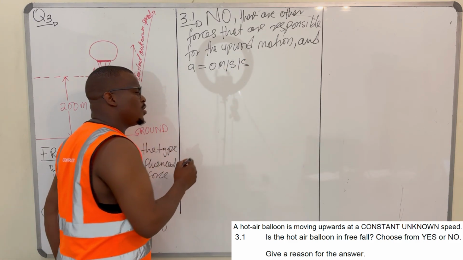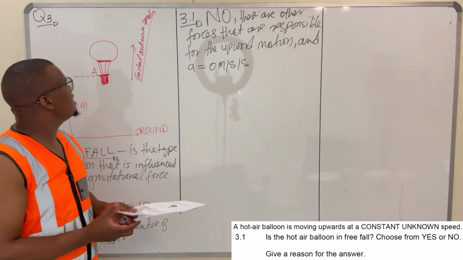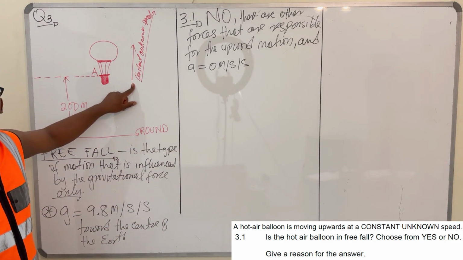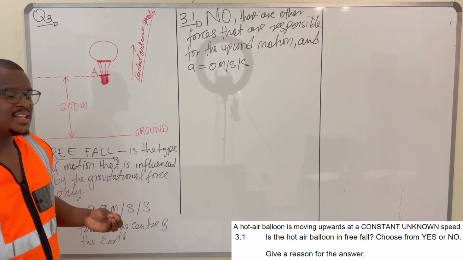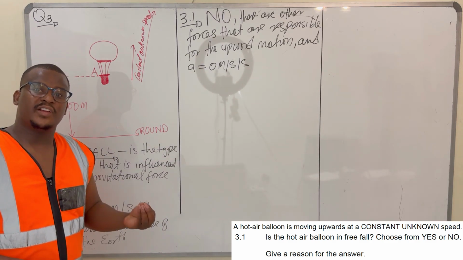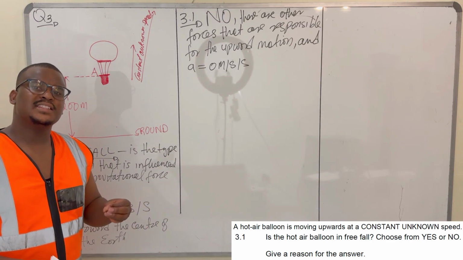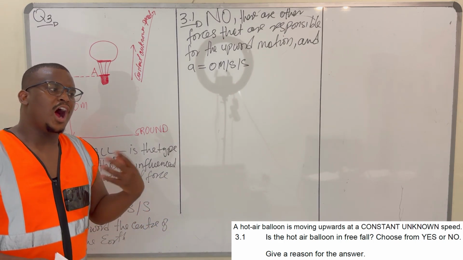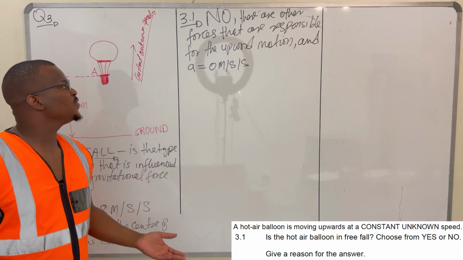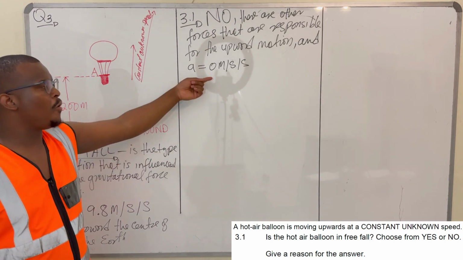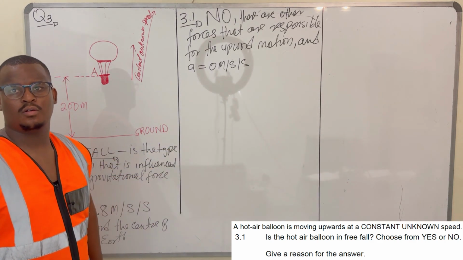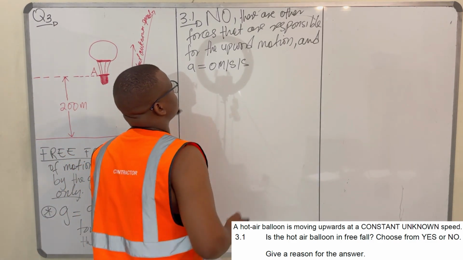Right? Because if this thing is moving up at a constant velocity, then acceleration is 0, because acceleration is the rate of change in velocity. In simple terms, you can say it's a measure of how much velocity changes per second. But we know that velocity is constant, right? So our acceleration should be 0.